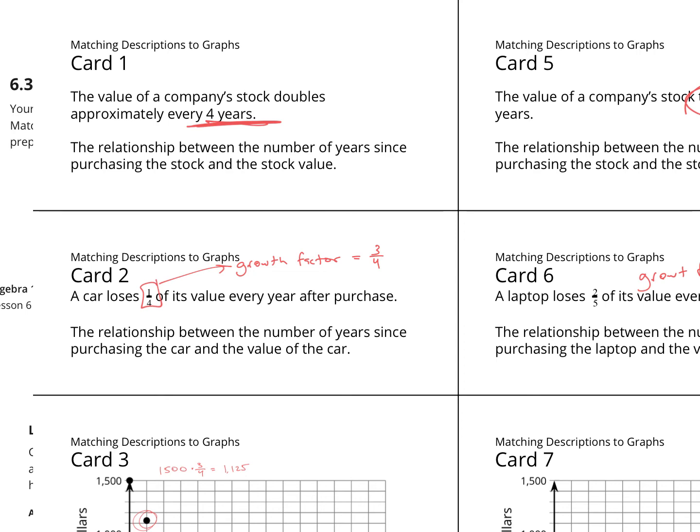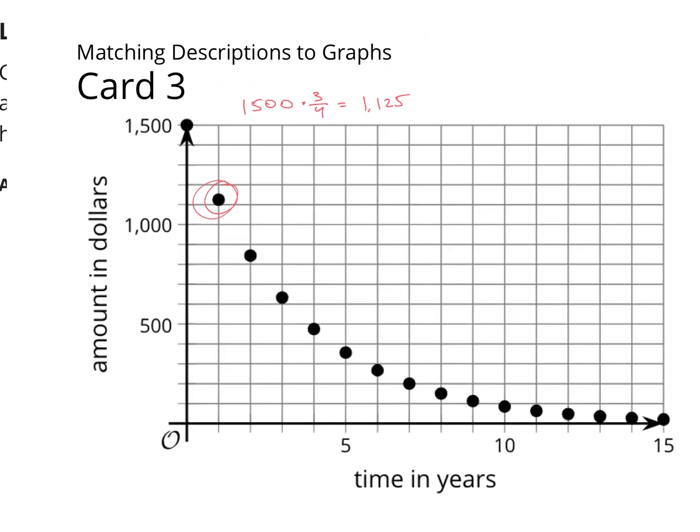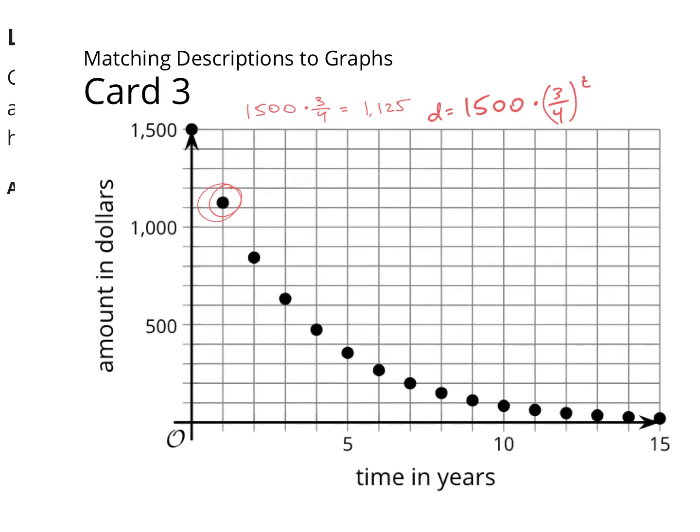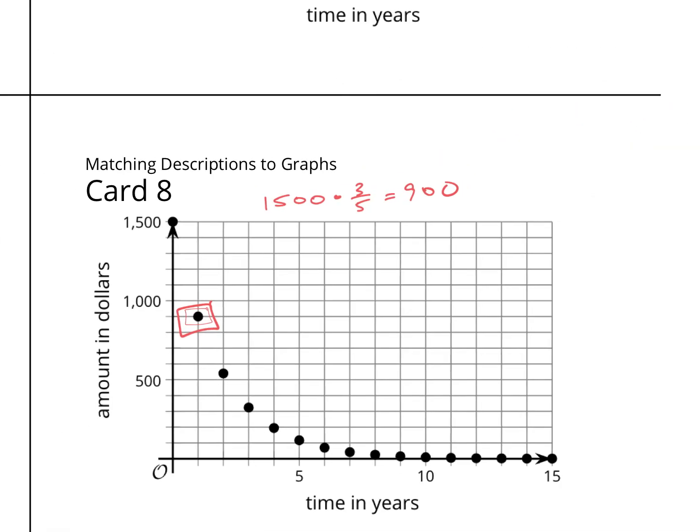We could even go a step further and write equations for this, especially for card 3 and 8. So if our initial value is 1,500 and our growth factor is 3/4, our equation could be, we'll say D equals 1,500 times 3/4 to the t power. And then same thing for card 8. Again, we could say D equals, this time, 1,500 times 3/5 to the t power.